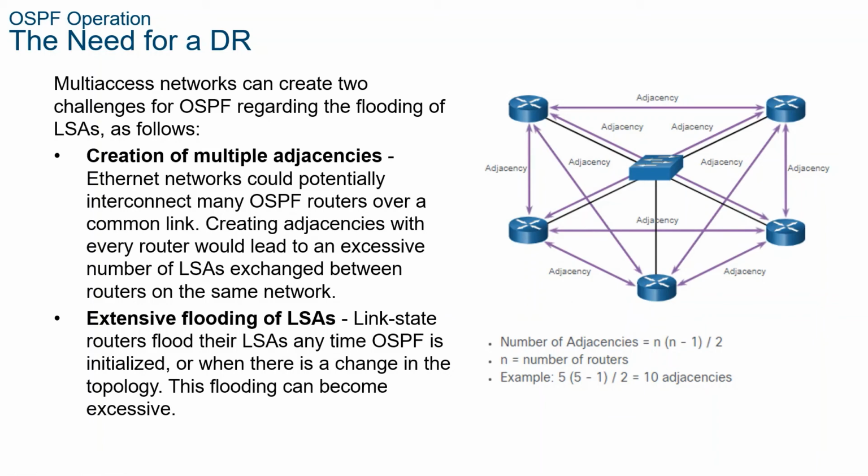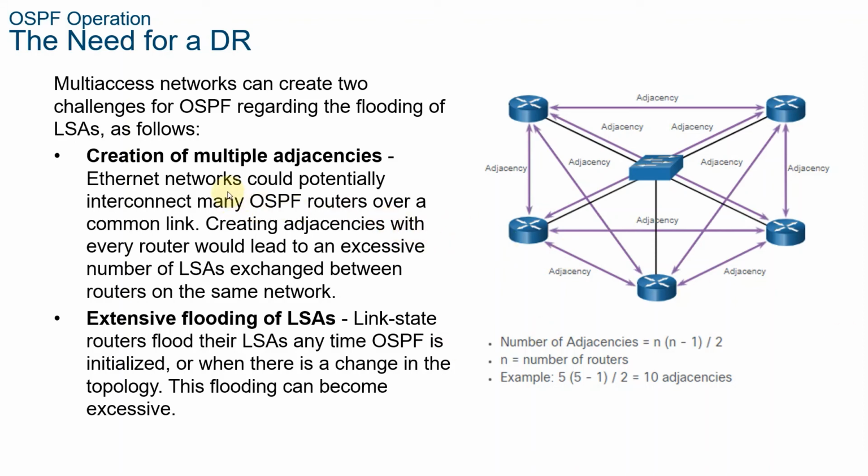Okay, so next would be the need for a DR. Why is a DR/BDR election necessary? In a multi-access network, it can create two challenges for OSPF regarding the flooding of LSAs as follows. First, you've got the creation of multiple adjacencies.